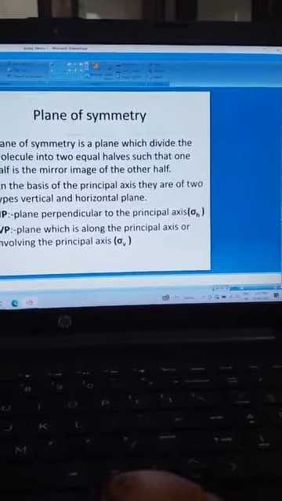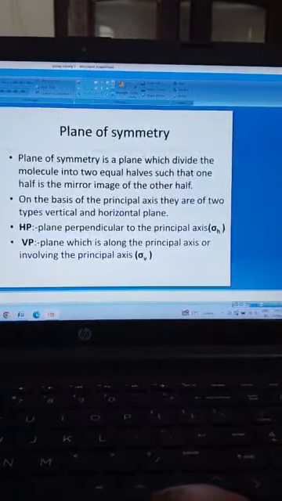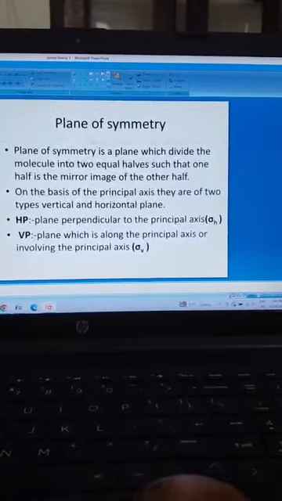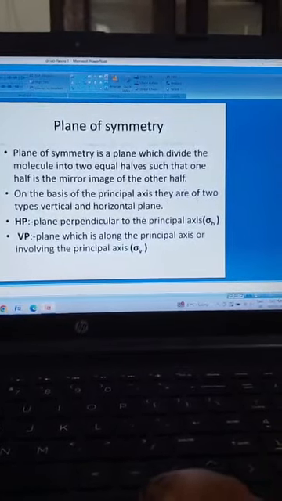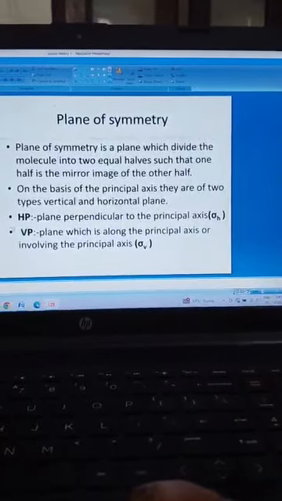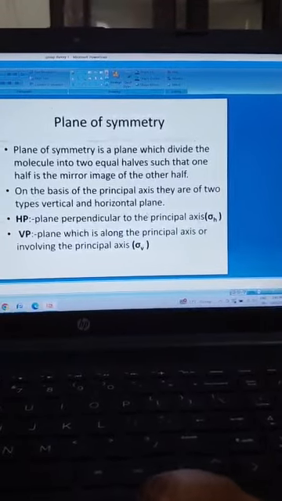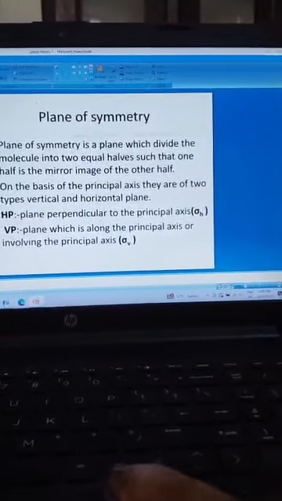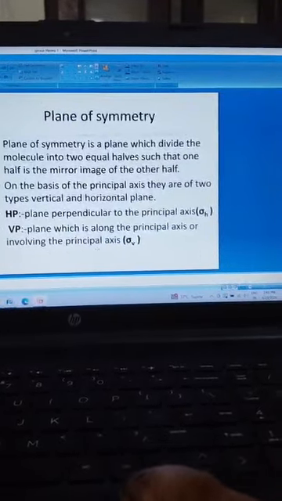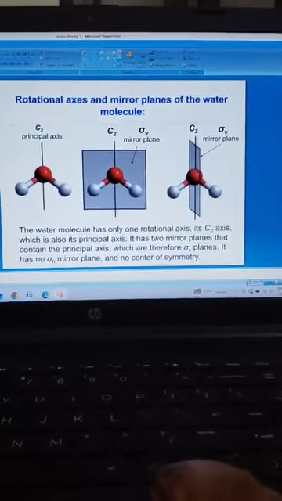Plane of symmetry is a plane which divides the molecule into two equal halves, such that one half is the mirror image of the other. On the basis of the principal axis, there are two types, vertical and horizontal plane. Horizontal plane is perpendicular to the principal axis, it is represented by sigma h. Vertical plane is along the principal axis or involves the principal axis, which is represented by sigma v.